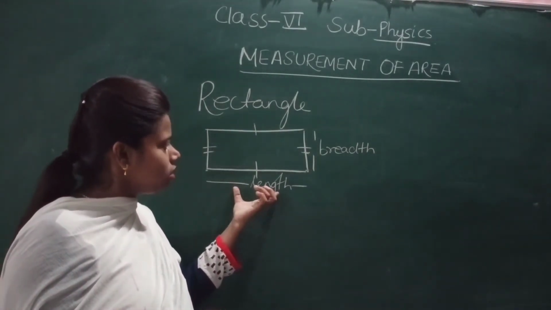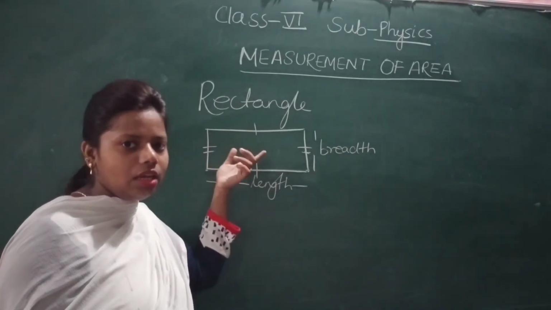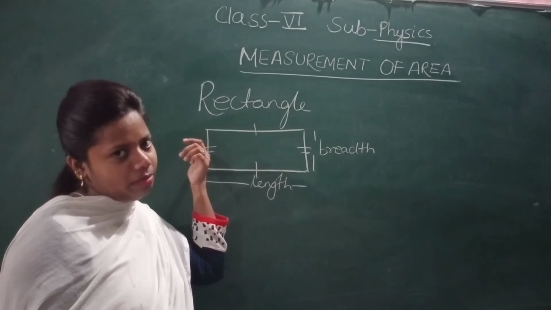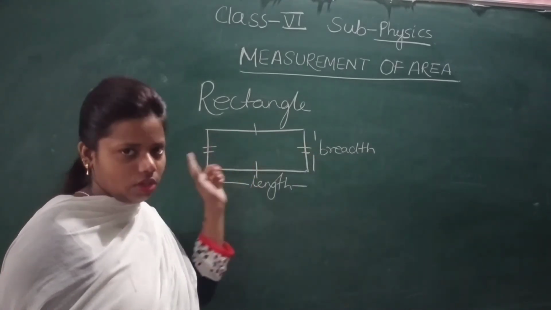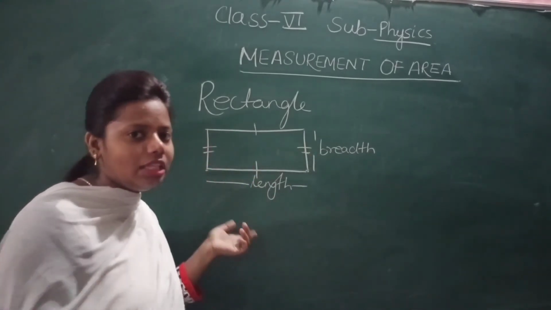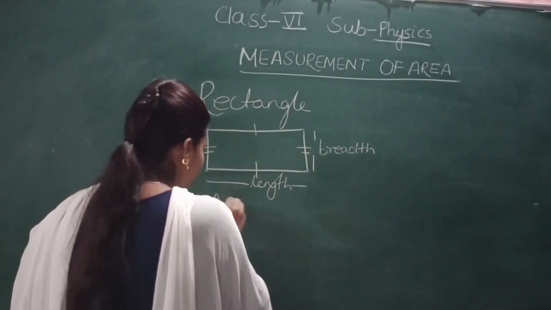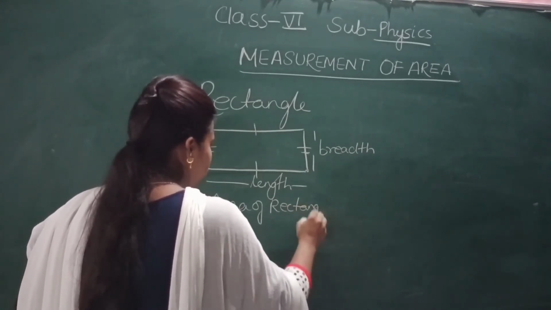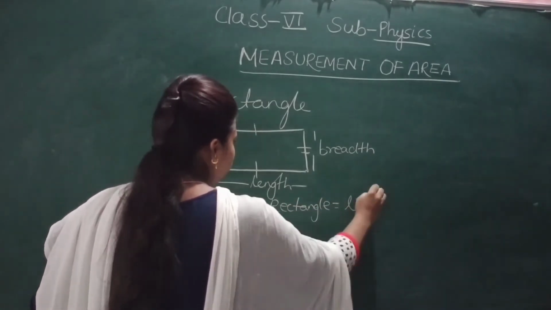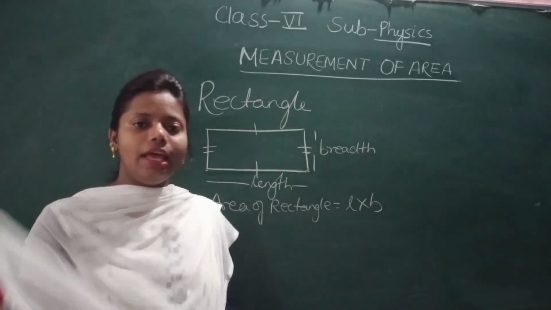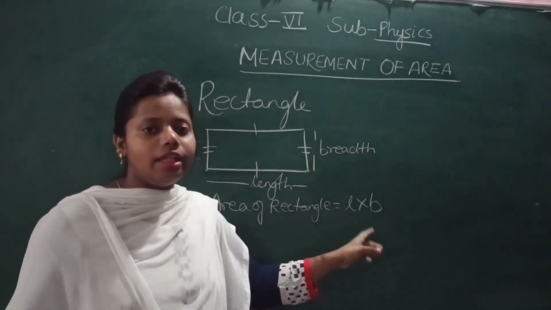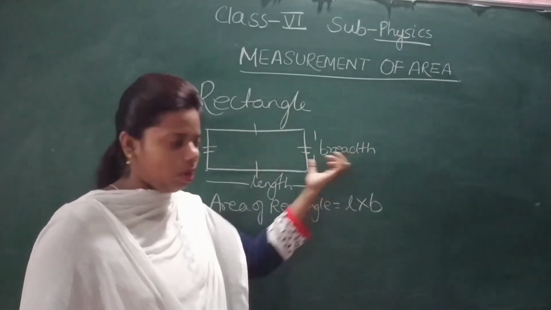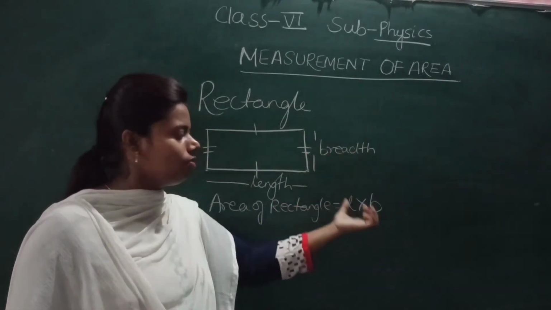So what will this be? The same as this one, because opposite sides are equal. And what will the breadth be? The same as this side, breadth. Opposite sides are equal. And what is the formula to find the area of a rectangle? Area of rectangle is equal to length into breadth. This one is length, this one is breadth. Whatever length and breadth are given, we will multiply.